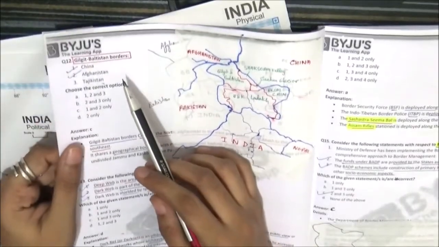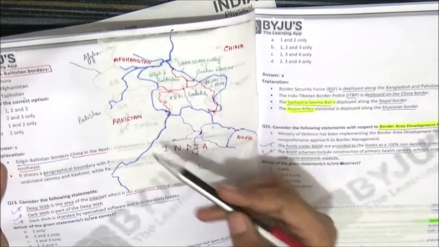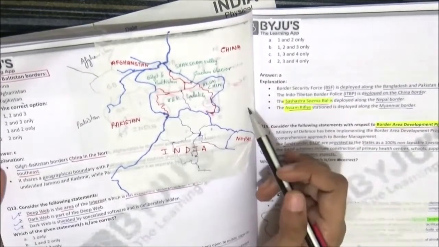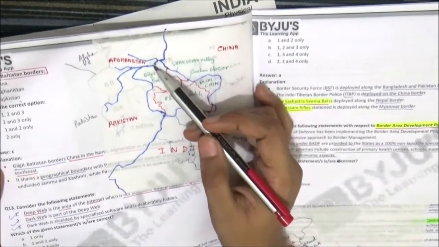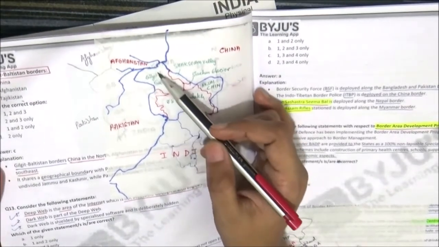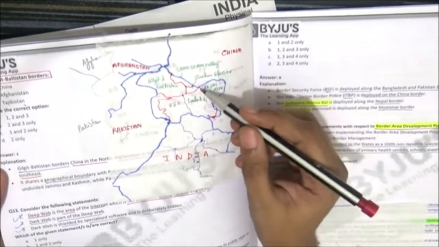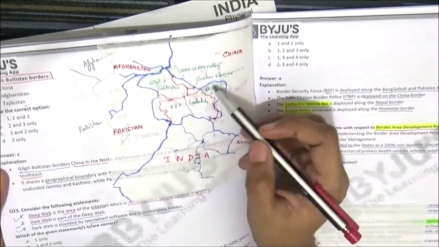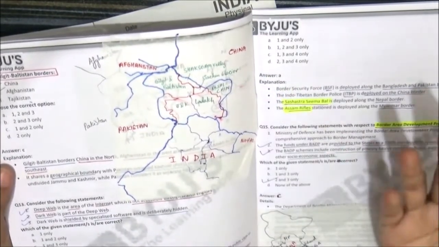So I have made a lot of maps. There was a question regarding this Gilgit region, so I have tried to make a small map of it. The India-Pakistan border has a small portion which is touching India and Afghanistan. China is there. What are the areas which are disputed, and which are the areas claimed by India? I tried to make a small map of it.